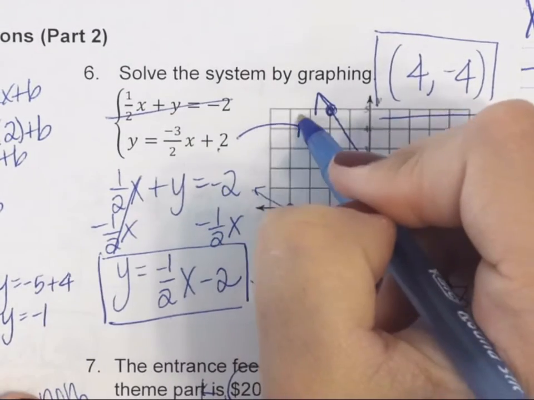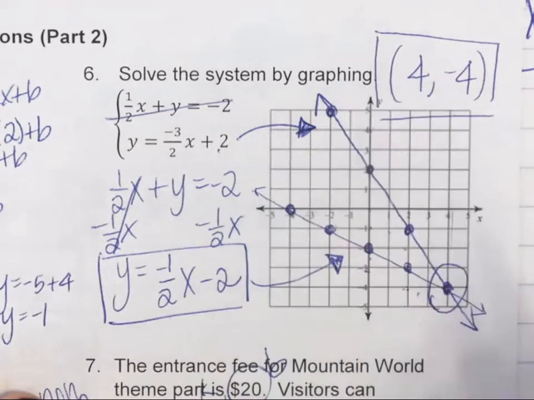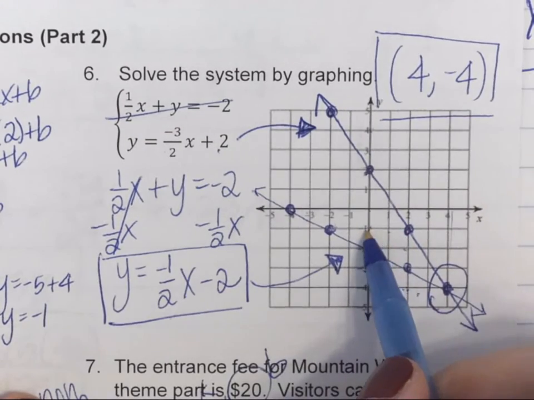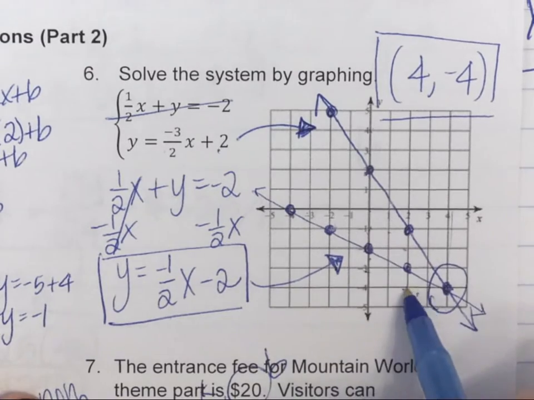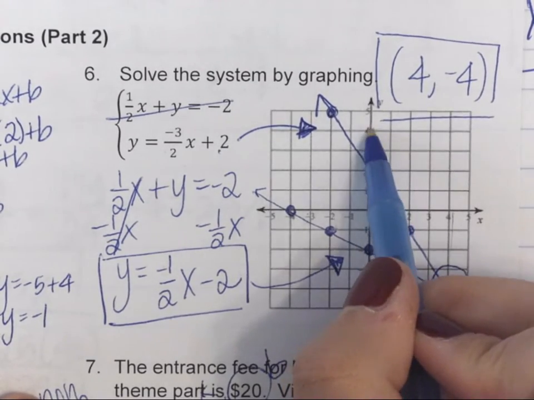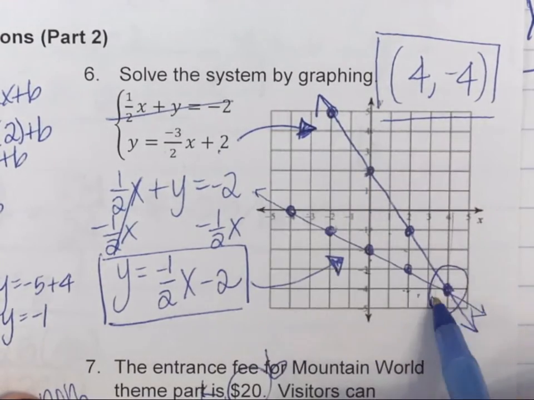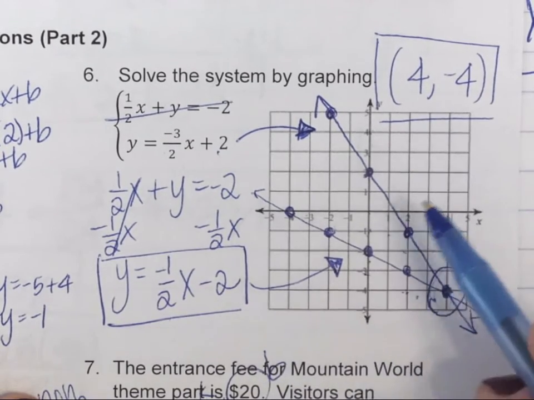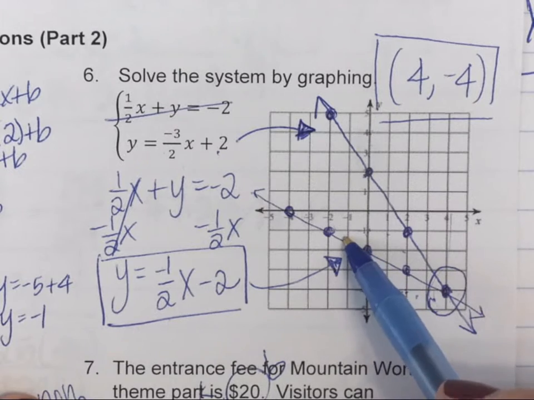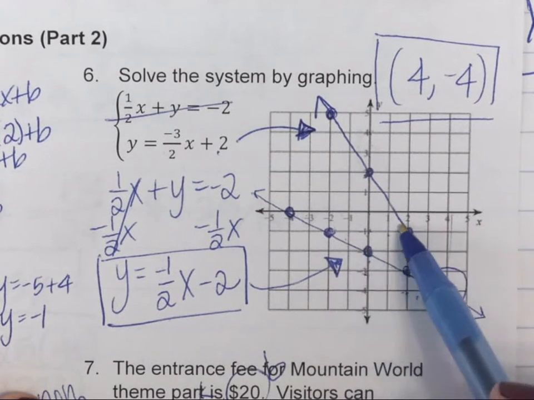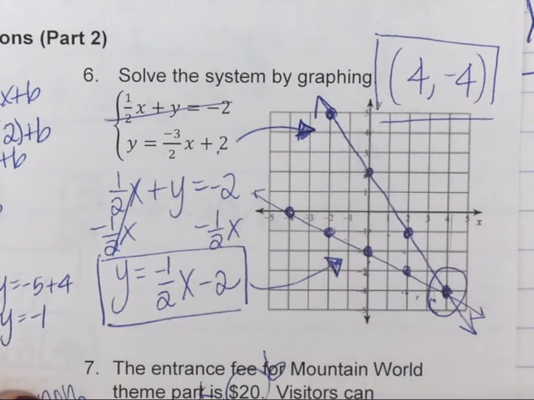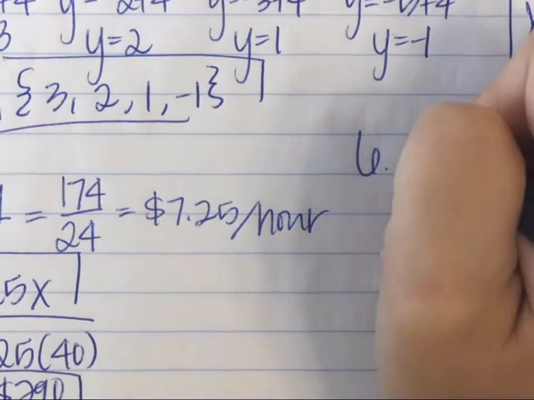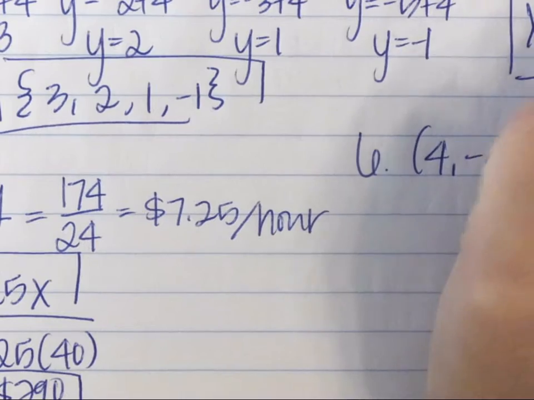Then this other equation was already in slope-intercept form, so we went ahead and graphed that. It's got a y-intercept of 2, a slope of -3/2, so that's down 3, right 2, down 3, right 2, and up 3, left 2. And then remember, a solution to a system is where they intersect, which is at (4, -4). If they don't intersect, then that would be no solution. And if you graph and it's the exact same line, then that would be infinitely many solutions. So number 6, the answer was the ordered pair (4, -4).